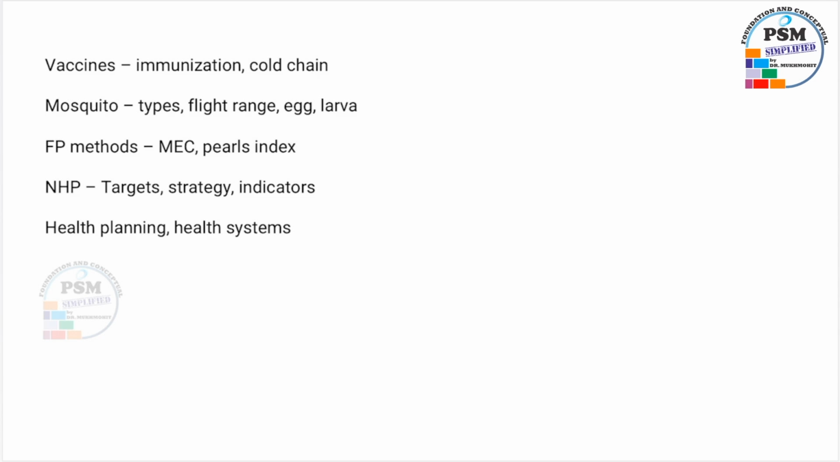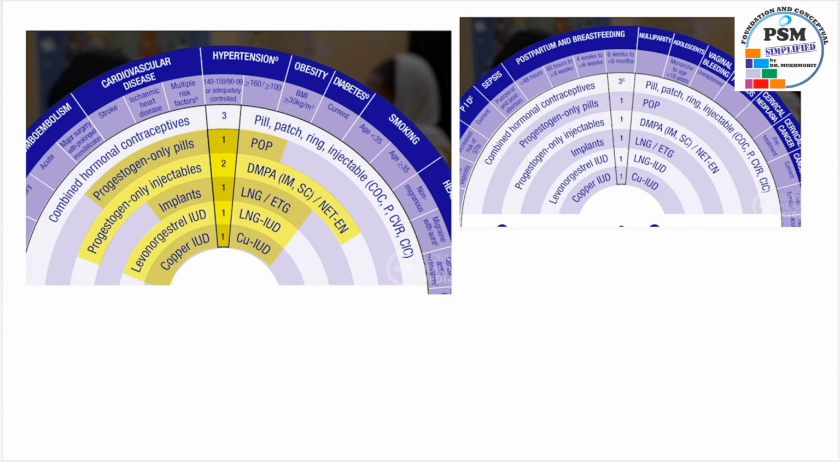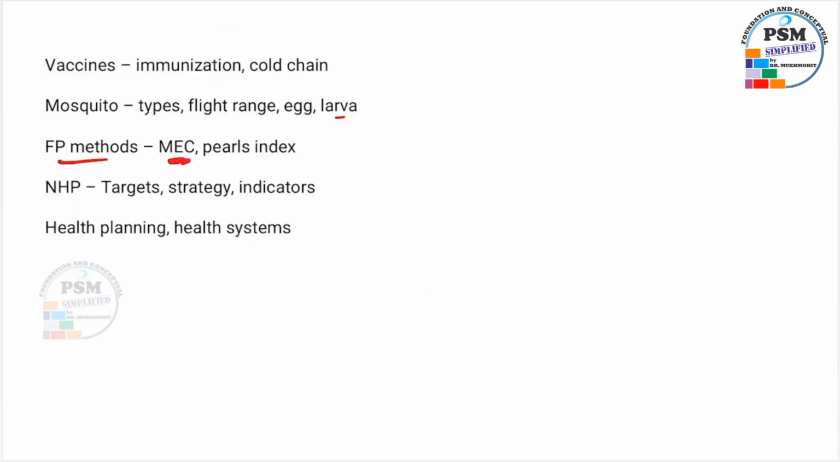Vaccines, immunization, cold chain, mosquito types, flight range, egg, larva, family planning methods, MEC. Beta, what is MEC? MEC stands for the medical eligibility for contraception, MEC.